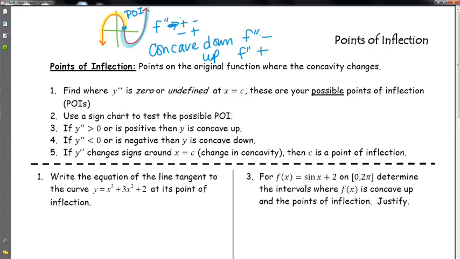And so you can see I have a list of how to find this. Similar to finding extrema, you want to find where your second derivative, in this case not your first derivative, is 0 or undefined. Again, undefined a lot of times means where your denominator is going to be equal to 0.